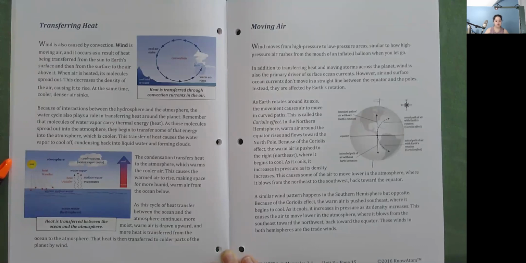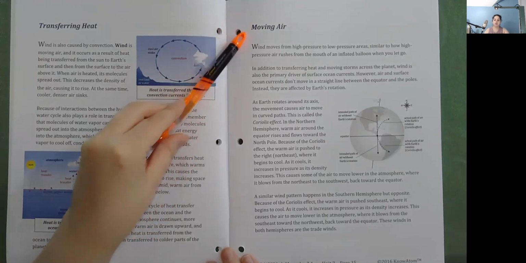This causes the warmed air to rise, making space for more humid, warm air from the ocean below. As this cycle of heat transfer between the ocean and the atmosphere continues, more moist, warm air is drawn upward and more heat is transferred from the ocean to the atmosphere. That heat is then transferred to colder parts of the planet by wind.